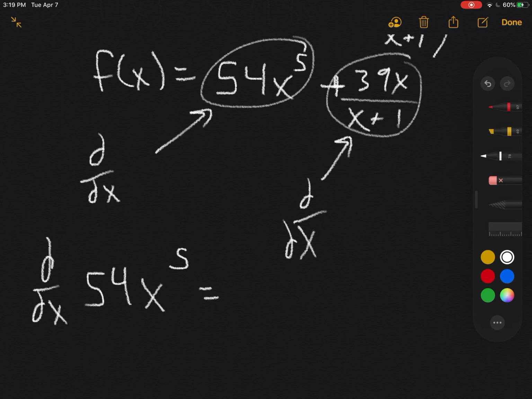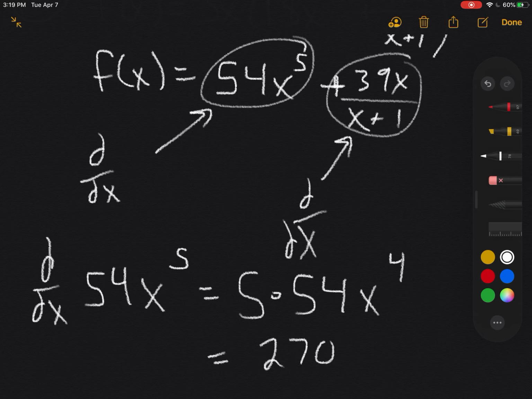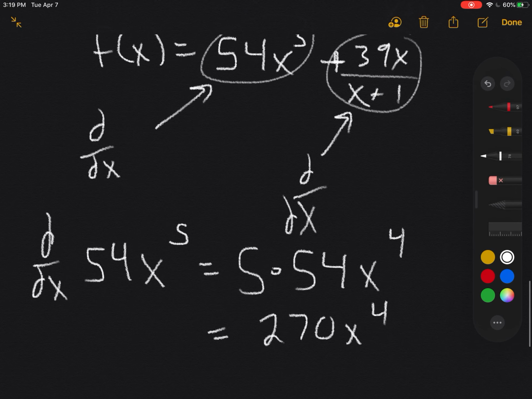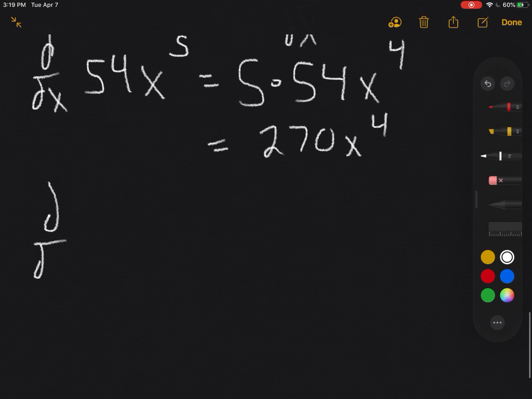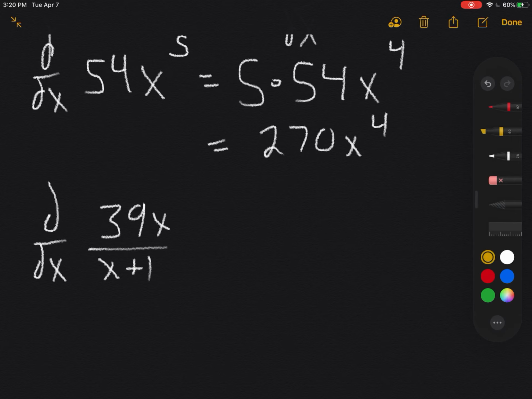So the derivative with respect to x of 54x to the fifth is going to be 5 times 54 x to the fourth power. So that's going to be 270x to the fourth power. The second piece is a little more complicated. The derivative with respect to x of 39x divided by x plus 1 is going to require us to use the quotient rule.